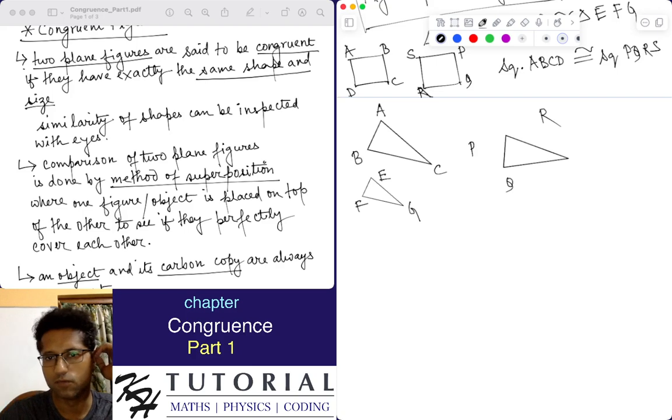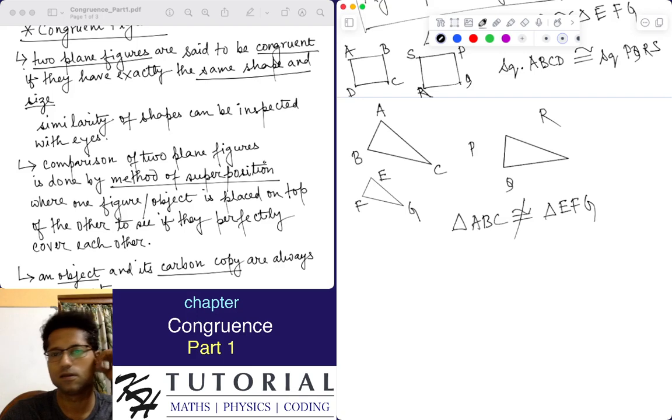Therefore, I'm using this symbol, I'm crossing it to denote that triangle ABC and triangle EFG are not congruent, even though I do not know if this type of notation is used or not. Anyway, I just mean to say that they are not congruent, even though their shape is perfectly the same, but their sizes are different. Triangle EFG is of smaller size.